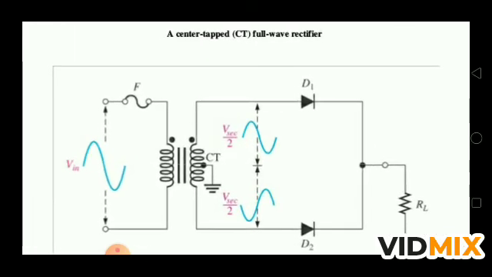This is a center tap or CT full wave rectifier. This diagram is also in your NCERT on page number 484, figure number 14.19. If you see that figure, it is similar to this. Here we are using the center tap transformer. Means the center part of this transformer is made zero potential, so above this it is positive and below this it is negative.